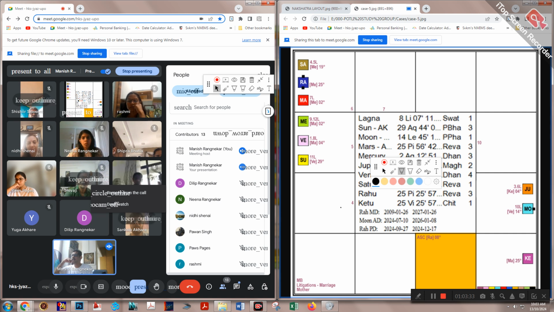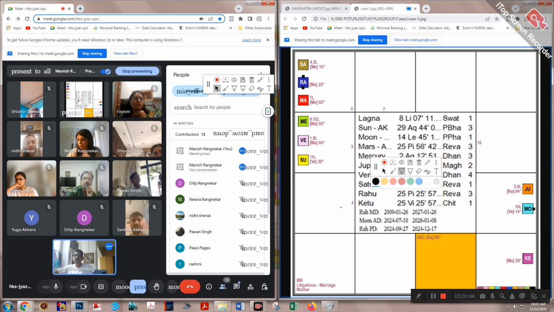Suppose a person comes and asks you, I want to know something about my daughter. And he tells you that she's going abroad, or she's gone abroad, or whatever. What can you see? Correct? So first thing, when you say child, the first thing that should come in front of your eyes is the 5th house, the 5th lord, and Jupiter.